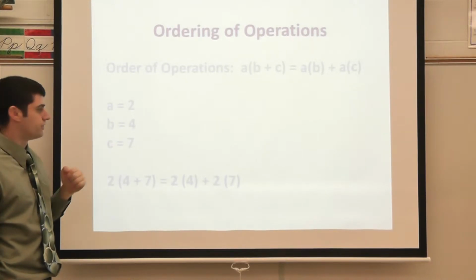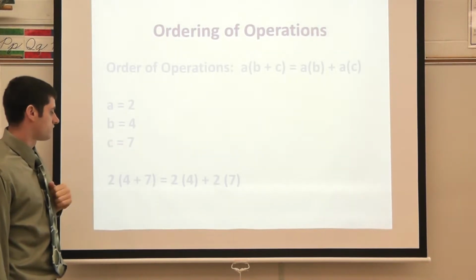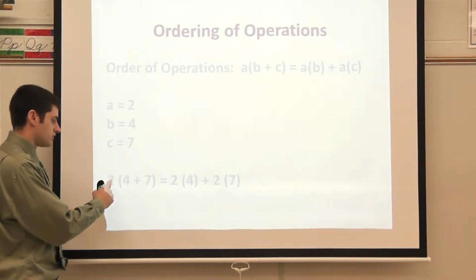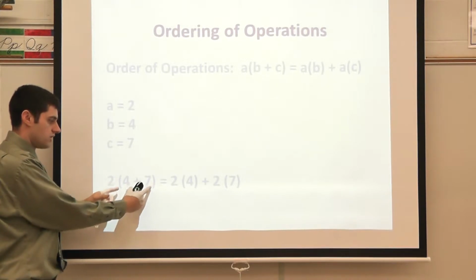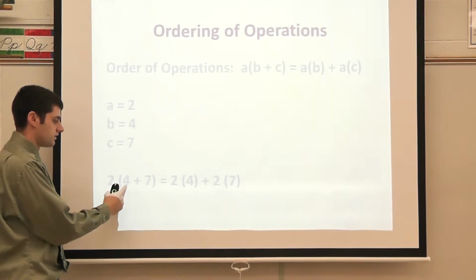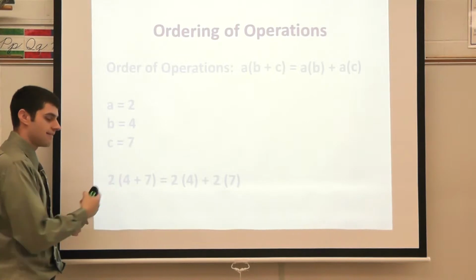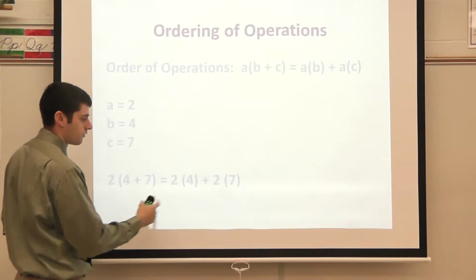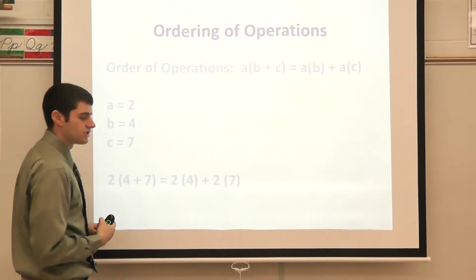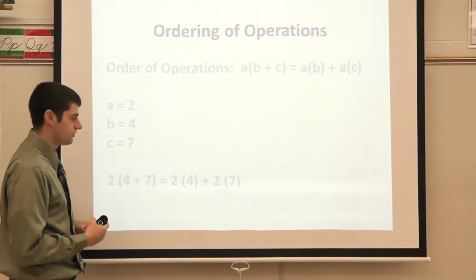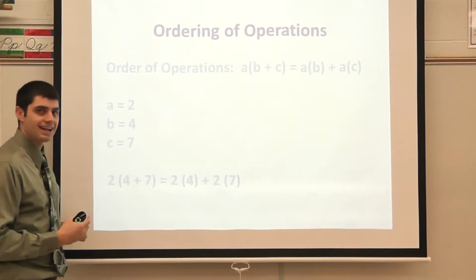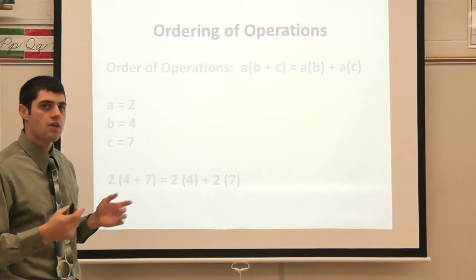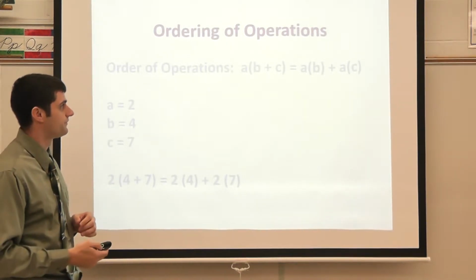If I said A equals 2, B equals 4, and C equals 7, let's try it on the left-hand side here. Using my distributive property, I'm going to distribute the 2 to the 4 and the 7. Well, 4 and 7 have to come first, they're in parentheses. So 4 plus 7 is 11. 11 times 2 would be 22. Let's check this side. 2 times the quantity of 4 would be 8, plus 2 times 7, which is 14, which would be 22. So these two sides are exactly equal. They were just written different ways. That goes back to the distributive property that you learned previously in this investigation.